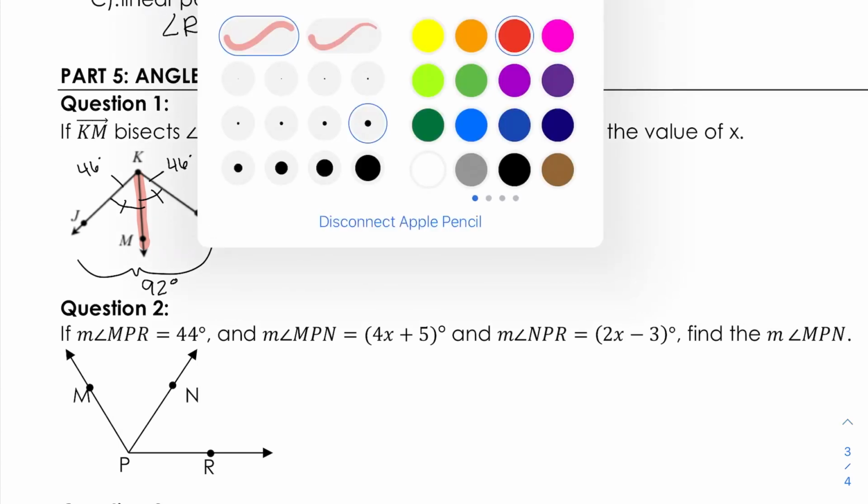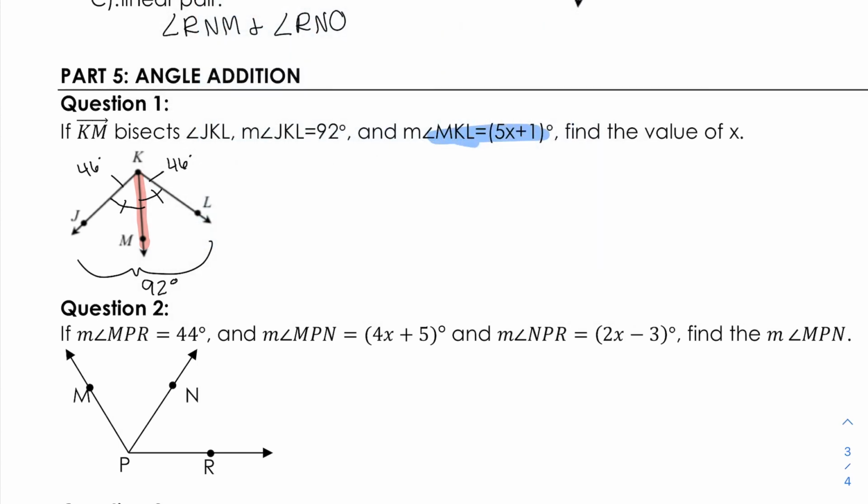Then we have the measure of MKL is 5x plus 1. So all I need to do is set 5x plus 1 equal to 46 and solve. So I get x is equal to 9.